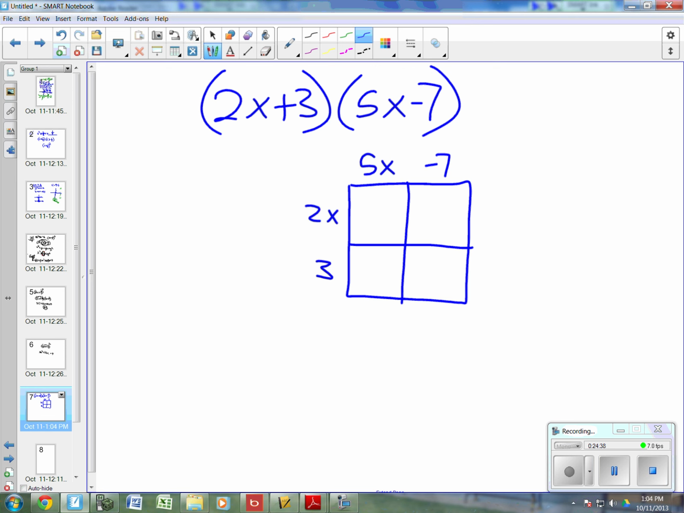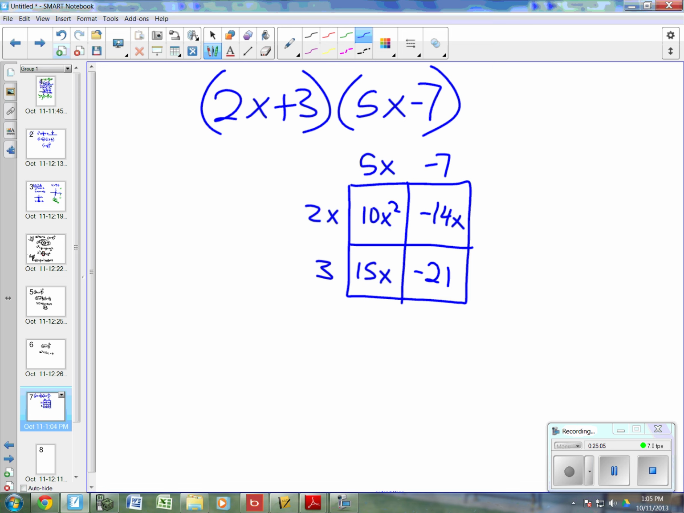What do I multiply together to get this box? 2x times 5x is 10x squared. What do I multiply to get this one? 2x times negative 7 is negative 14x. What do I do to get this one? 3 times 5x is 15x. And this one is 3 and negative 7, which makes negative 21. How many of you have seen this method before?